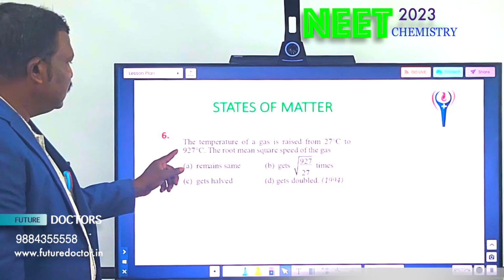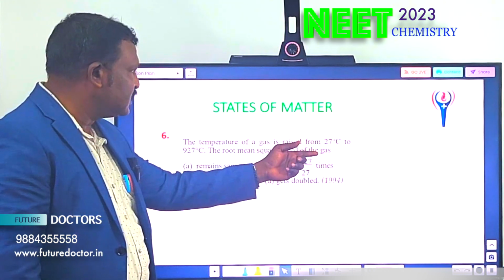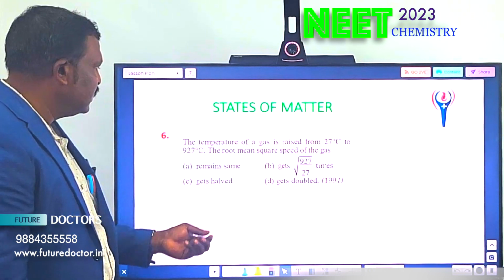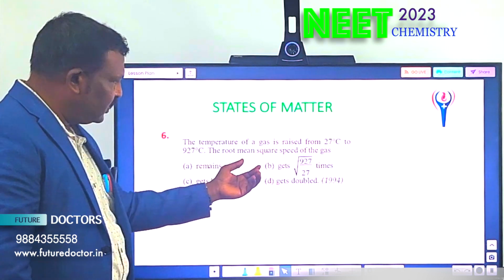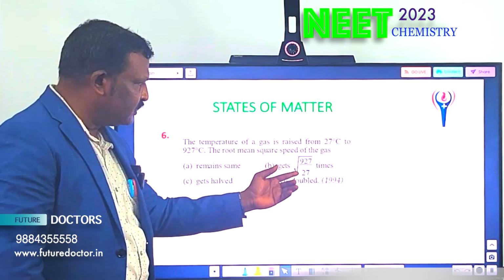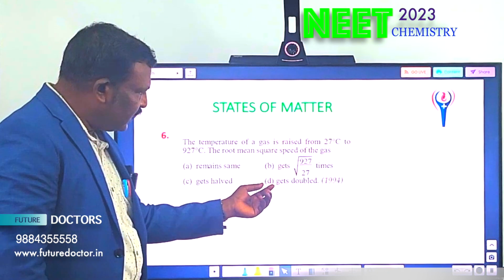Next one. Sixth one. The temperature of a gas is raised from 27 degrees Celsius to 927 degrees Celsius. The root mean square speed of the gas is dash. Option A remains the same, option B becomes root of 927 by 27 times, option C becomes half, option D becomes double.